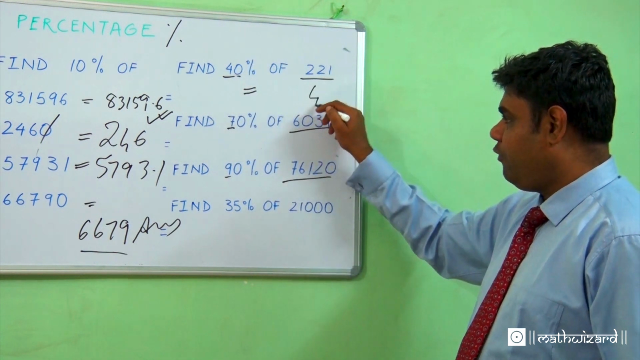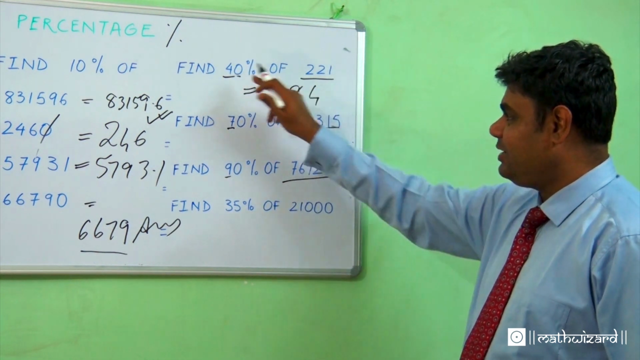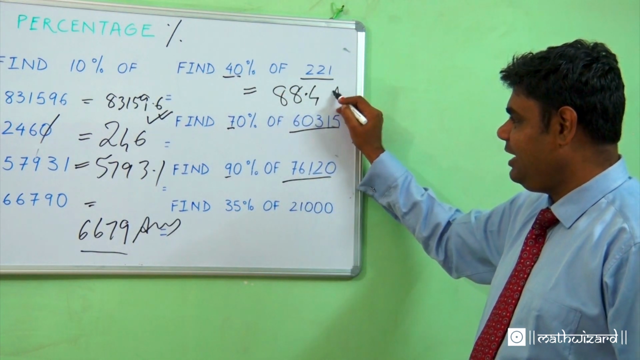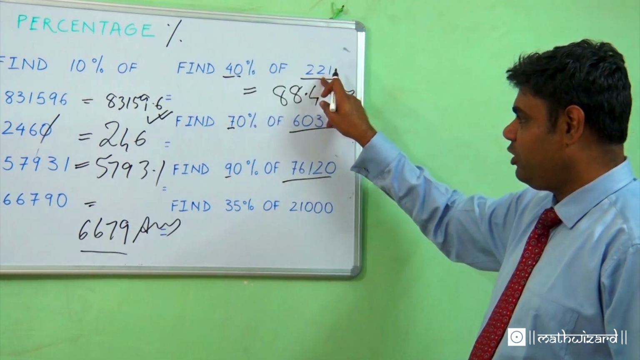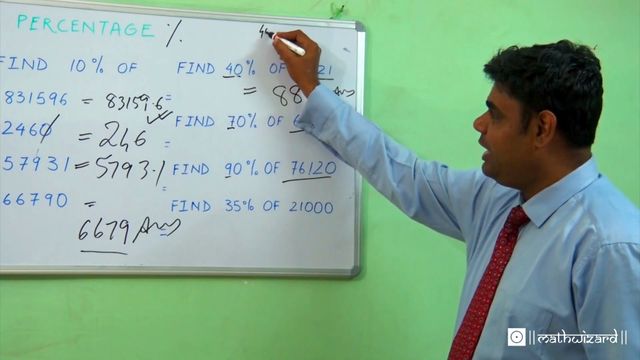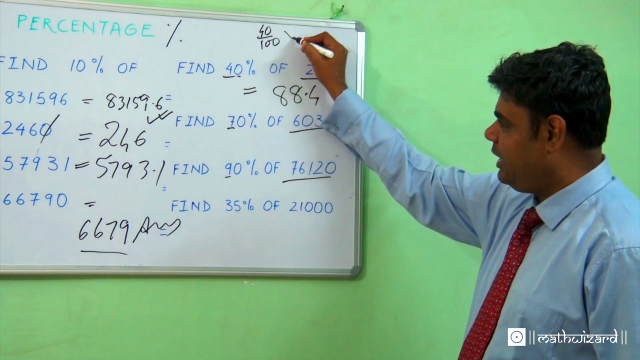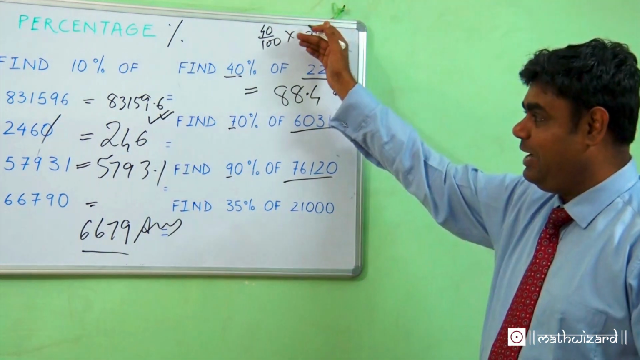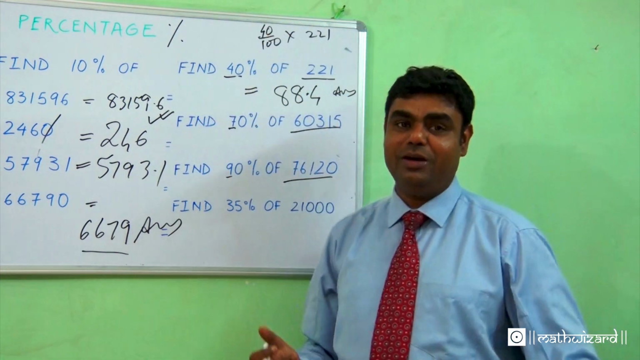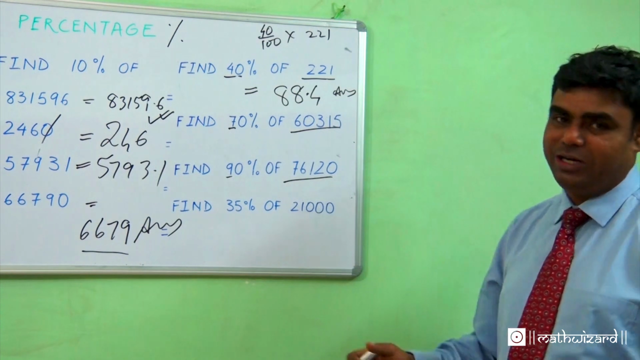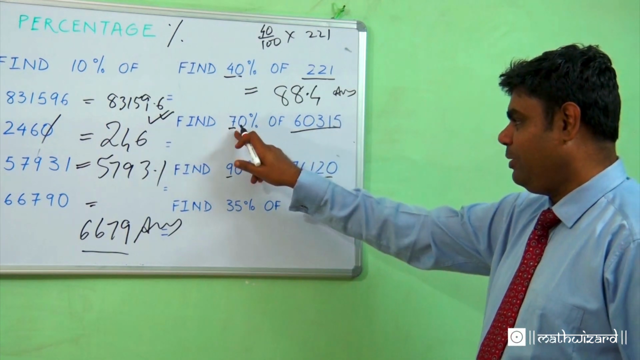4 ones are 4. 4 twos are 8. And 4 twos are 8. So my final answer is 88.4. 40% of this number works out to this. Otherwise, in school, we have to solve it this way. It will take time. We'll remove the zeros, cut it, make it smaller, then make it a bigger number. It will take at least 2 minutes. I would suggest brush up your tables. It will always help you in maths.